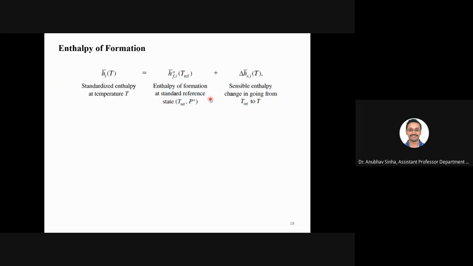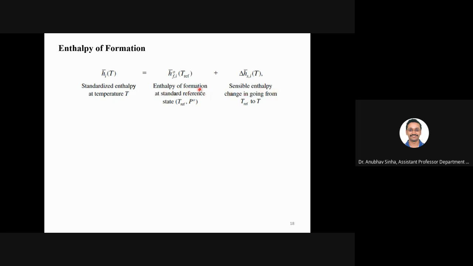Now let us talk about enthalpy of formation. When you want to calculate how much heat will be produced or what temperature is reached, we need to consider enthalpy. So what is enthalpy of formation? Let us first talk about standardized enthalpy. Let us say I have some species at temperature T. How can I define the standardized enthalpy? It will be the sum of enthalpy of formation plus sensible enthalpy.